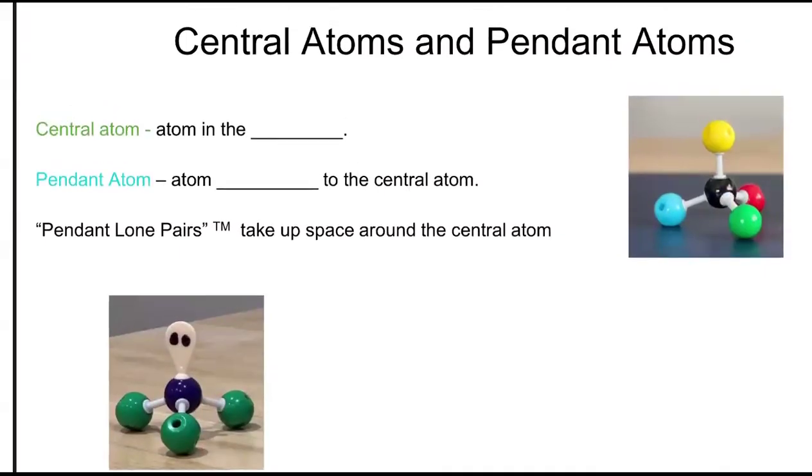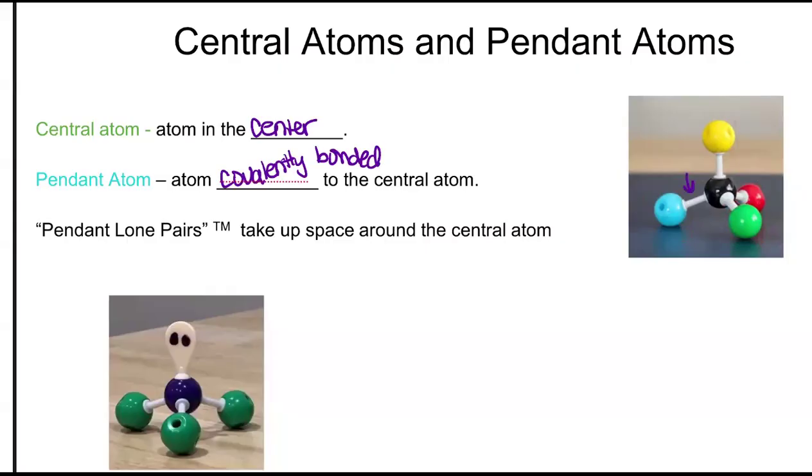The central atom. So here I've given you a model of a molecule, and the central atom is the one that's in the center. The pendant atoms are the ones that are directly attached to the central atom. So central atom is the atom in the center, and pendant atoms are atoms that are covalently bonded to the central atom. So that's what this little line is representing.